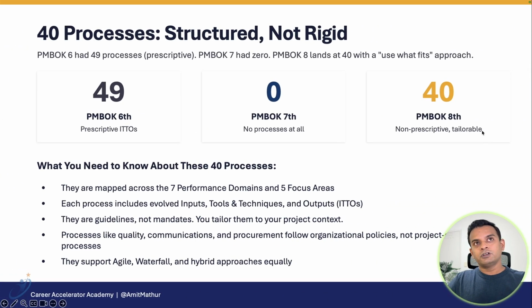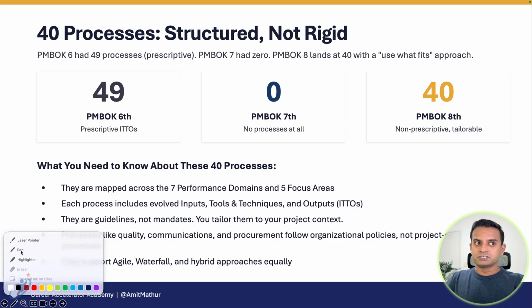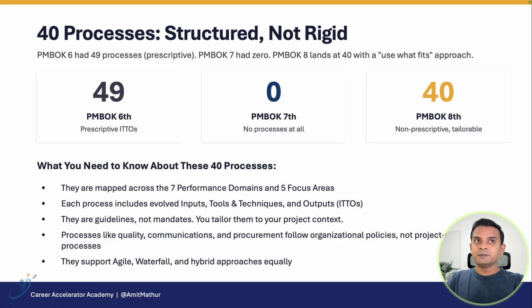Then we have 40 processes. In PMBOK 6 there were 49. PMBOK 7 was not talking about any processes, and in PMBOK 8 they brought in 40 processes as of now. All you need to know about these processes is that they are mapped across 7 performance domains and 5 focus areas, which we discussed in the previous slide. Each process includes inputs, tools and techniques, and outputs. They are guidelines and not mandates.